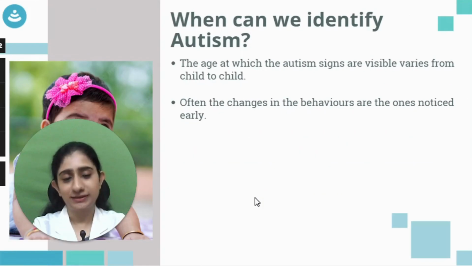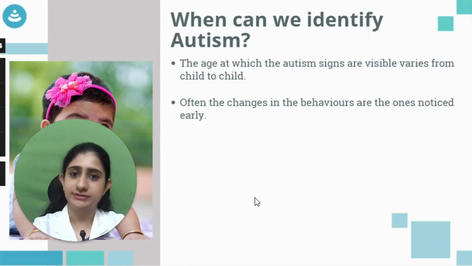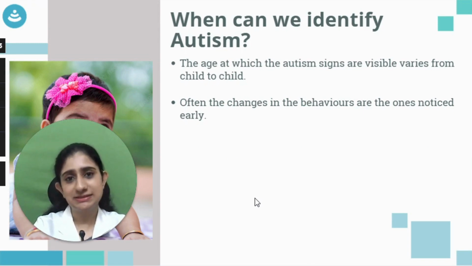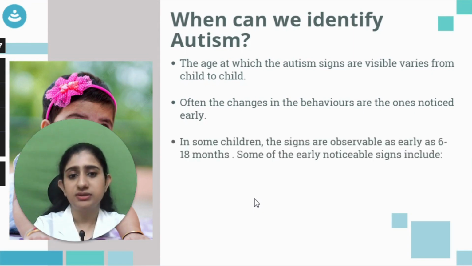So the next topic is, when can we identify autism? The age at which the autism signs are visible may vary from one child to another. Often what we can see is that it's the behavioral signs that are evident, and in some children these signs are visible as early as 6 months to 18 months.